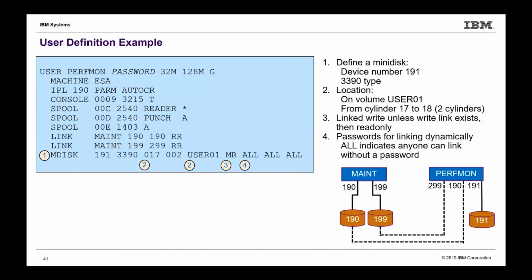And then typically you would have the passwords for the different flavors of linking there. In this case, I'm illustrating ALL. So ALL is a keyword which says basically anybody can link to these disks without having a password defined there. Now, if you're running an external security manager, the rules are a lot different. And so what I now have is perfmon with those 3 minidisks, 191, which it has a read-write link to, and then 190 and 299 with the read-only links to.